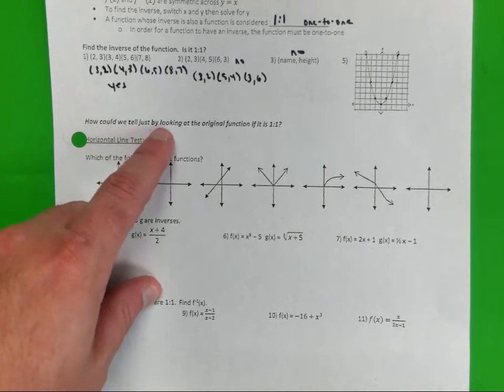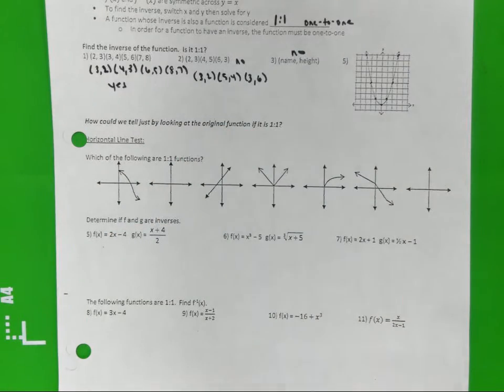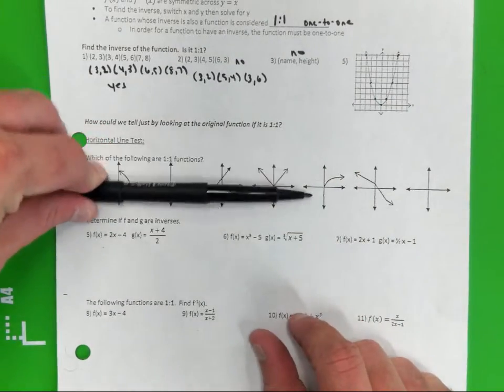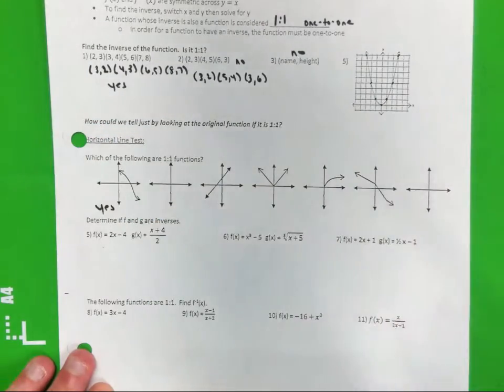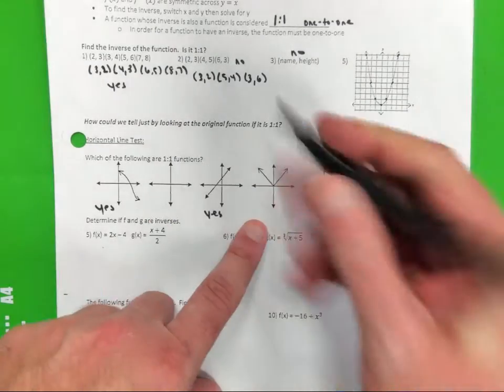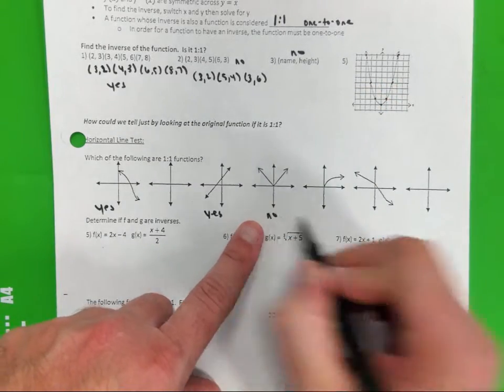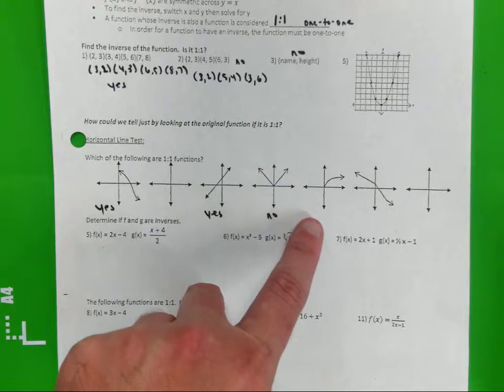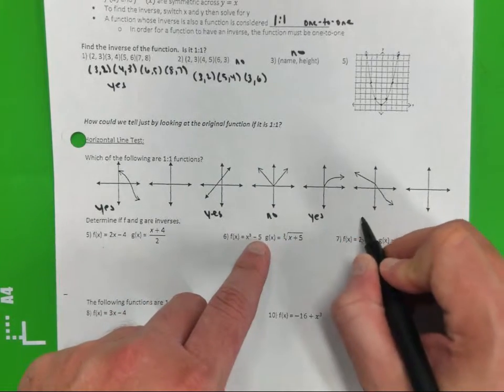Now, it says, how could we tell by looking at the original function, is it 1 to 1? What was that test we used to tell if something was a function? Vertical, okay? Guess what? There's another test. Horizontal was for 1 to 1. So you got vertical to determine it's a function. If it passes the vertical and the horizontal, it's 1 to 1. So looking at this, that first one, would it pass a horizontal line test? Yes, it would pass. Next one, would that pass? Yes. How about this? No. It's a function, but it's not 1 to 1. How about this one? Yes.